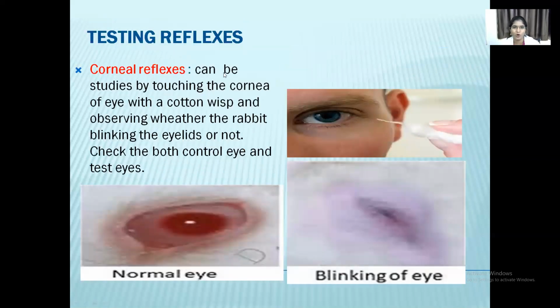Another reflex is the corneal reflex. It is tested by touching the cornea of the eye with cotton wool and observing whether the rabbit blinks its eyes or not. Check both eyes, the control eye and the test eye. This is the cotton wool, and this is the normal eye. After touching the cornea with cotton wool, this eye is blinking. So this is the corneal reflex. With miotics, the corneal reflex is also present.